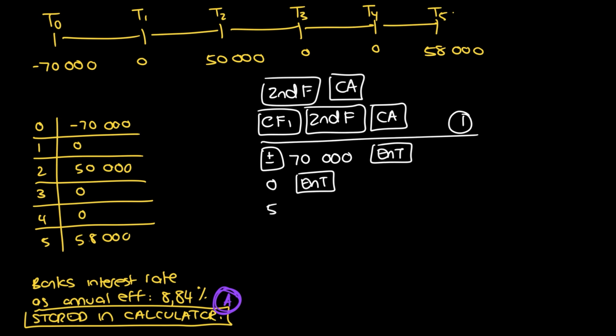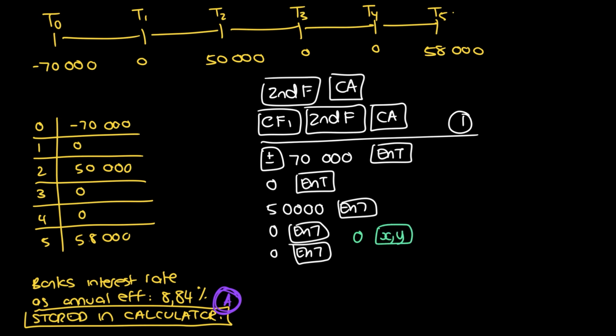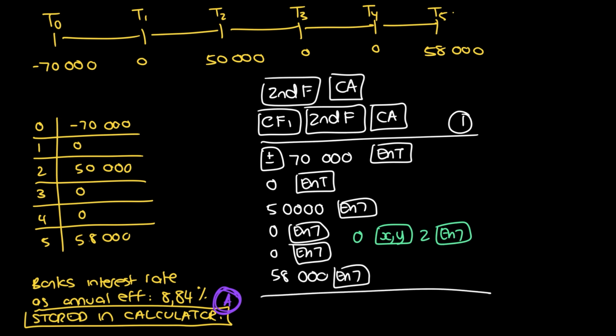Then it's going to be 50,000 and enter. Then it's going to be 0 and enter and 0 and enter. Alternatively, you could have actually just said 0, the X, Y, how many times 0 features in a row, 2, and then enter. Then we're going to input our 58,000 and enter. So we've entered our data table.